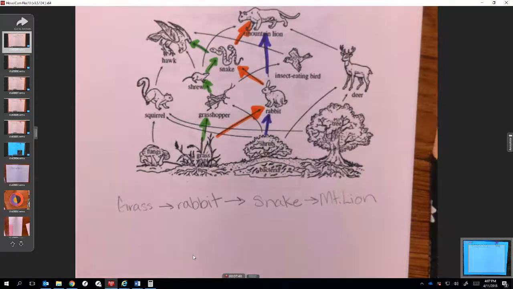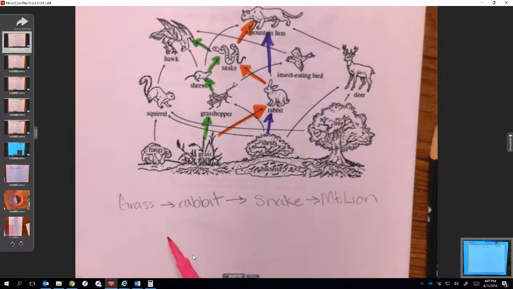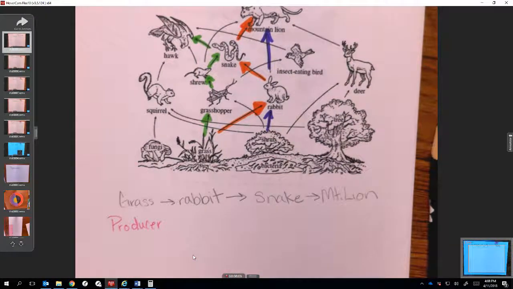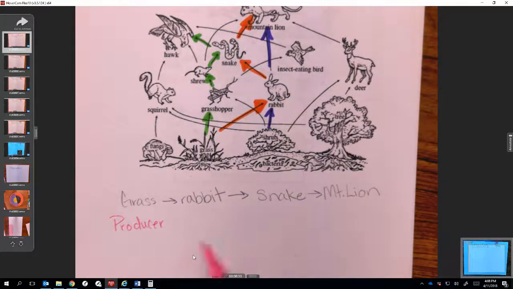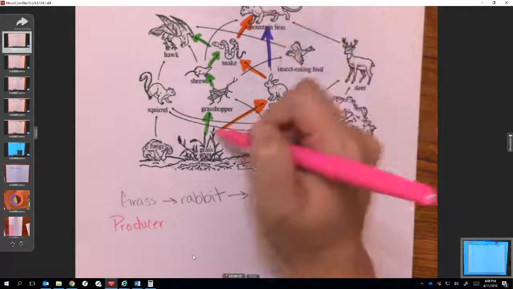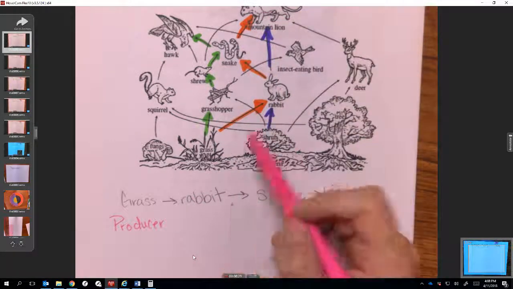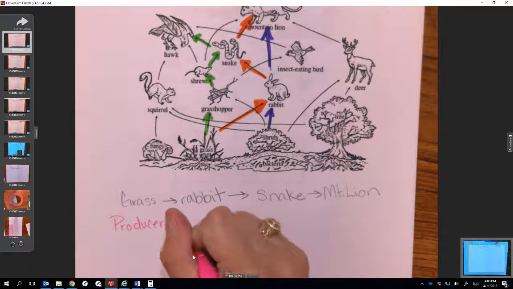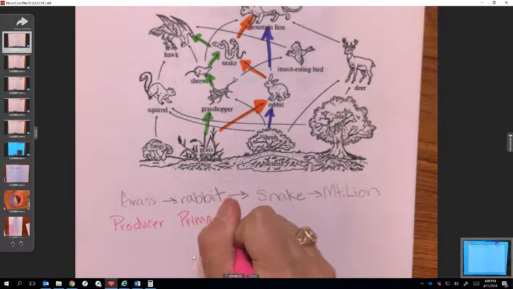Now, some important words that you might need to know is that the grass, the shrubs, and the trees are all examples of producers. Producers make 100% of the energy in an energy or a food web during the process of photosynthesis. The rabbit is an herbivore, and it eats the grass. So we're going to stay with the orange arrows. So the rabbit is a primary consumer.